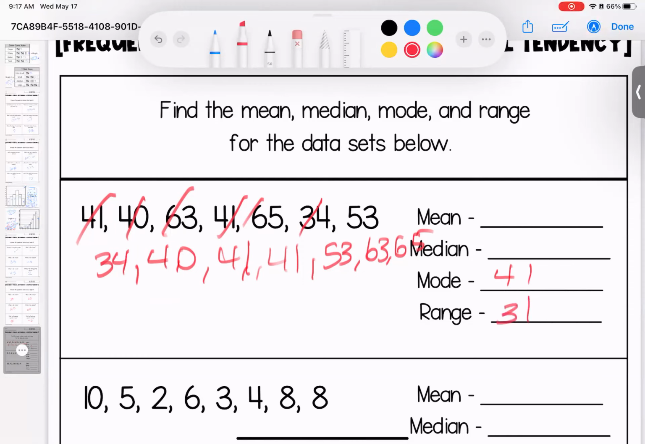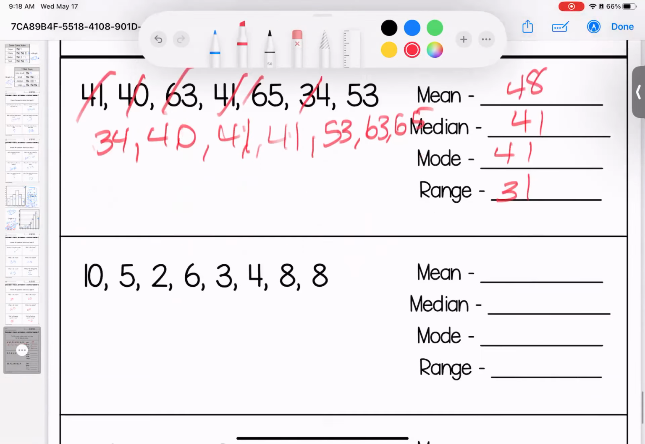What is the median or middle? We have 1, 2, 3, 4, 5, 6, 7 numbers. So the middle is going to be 41. And then for the mean, if we add up 34, 40, 2 41s, 53, 63, and 65, we get a total of 337 divided by 7, gives us a mean of 48 when rounded. There is going to be some decimal to it.